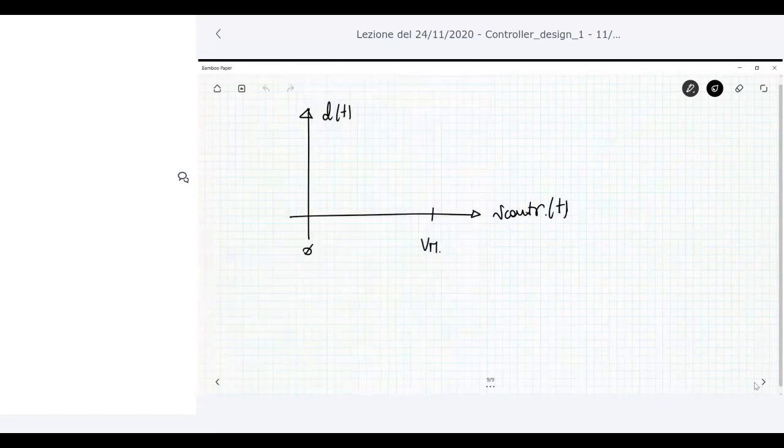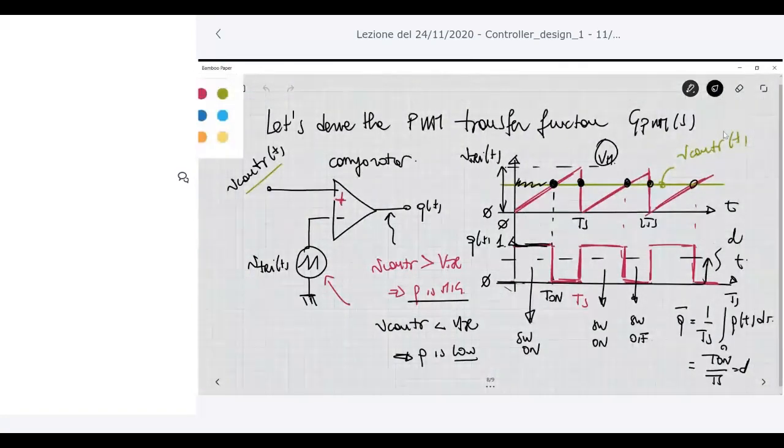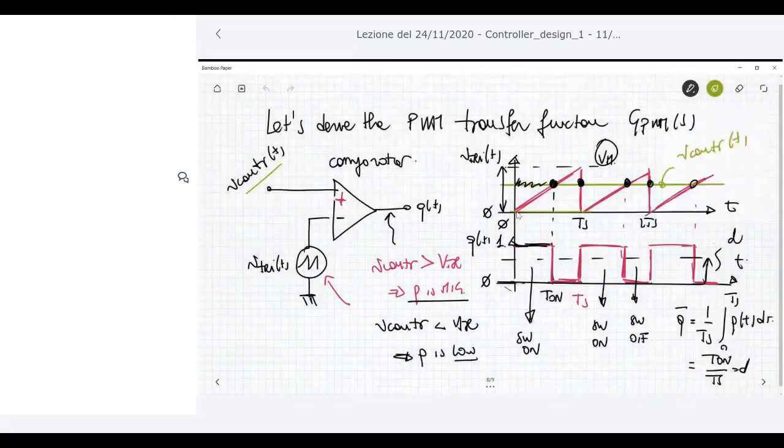From 0 to the peak value, what happens? If the control voltage is 0, so the control voltage is, let's say, here, so the control voltage is always less than the triangular voltage. So here in this case, also less means that the Q function is always 0.